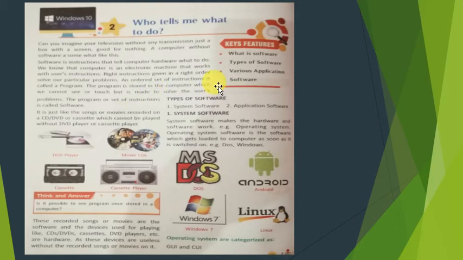An ordered set of instructions is called a program. So the set of instructions which we give to the computer is called a program. The program is stored in the computer, which we cannot see or touch, but is made to solve the user's problem. So what is a program? A program is stored inside the computer, which we cannot see and cannot even touch, and it helps us to solve our problems.